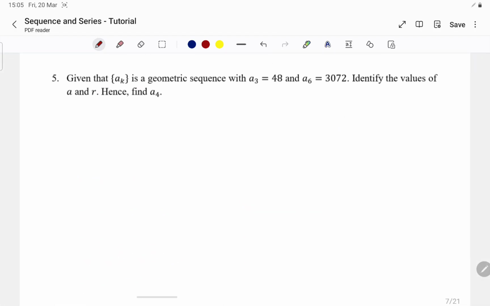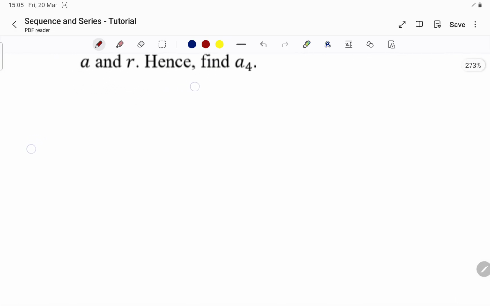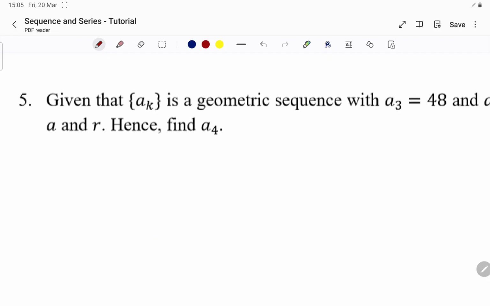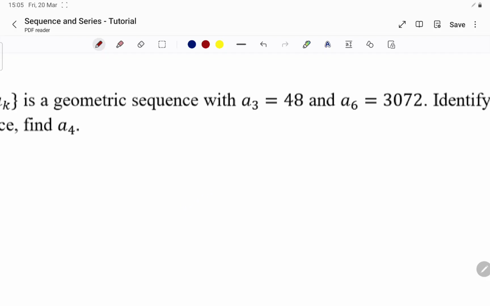Okay, the next question. Question 4 you do on your own. Question 5. Given that AK is a geometric sequence, they mentioned geometric sequence here, with A3 equal to 48 and then A6 equal to 3072. Identify the value of A and R and then find A4, the fourth term of the geometric sequence. So now, when we talk about geometric sequence, we have to remember the formula. But first we extract the information that we have here.